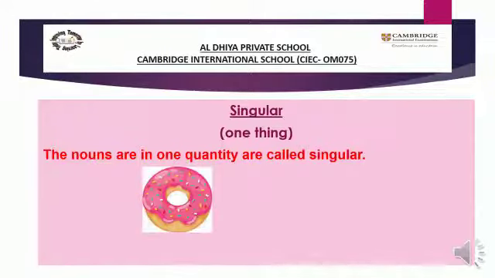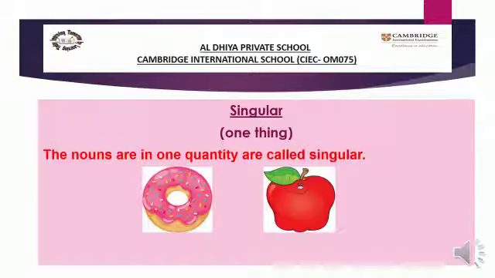Look at the example. Donut. You can see here there is one donut, right? So we say it's a single donut, one donut. Look here, there is one apple. We will say it's single because it's in one quantity. So the nouns in one quantity are called singular. You can read it: donut, apple, because there is one apple and there is one donut. So these are singular because they are in one quantity.